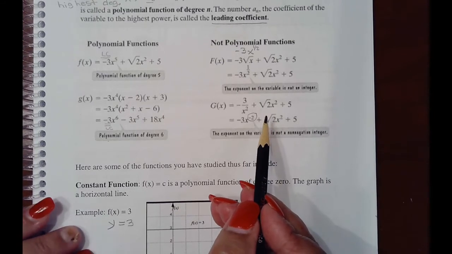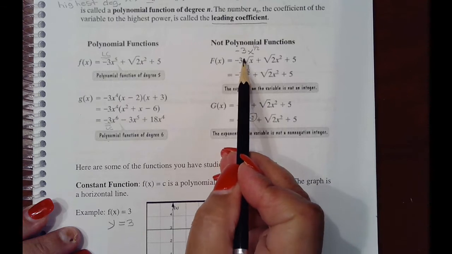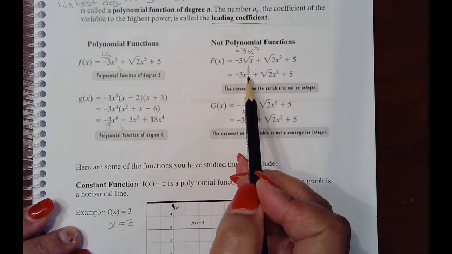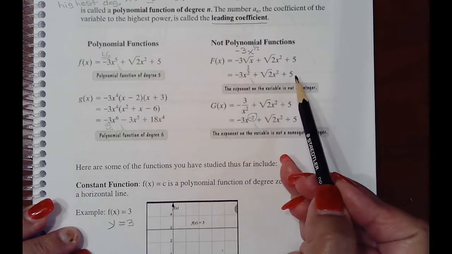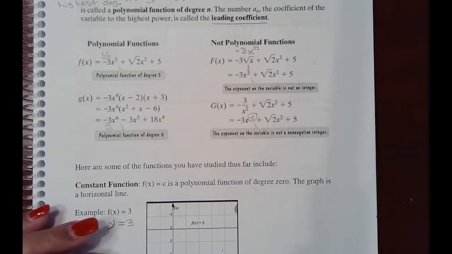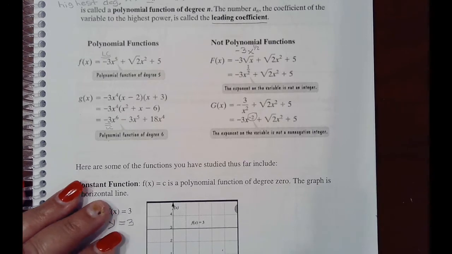The reason that this is not a polynomial function is because the square root of x is the same thing as x to the 1/2. So this is not considered a polynomial function. No need to tell anyone what the degree is or the leading coefficient, because they're only going to ask those questions when it's a polynomial function.